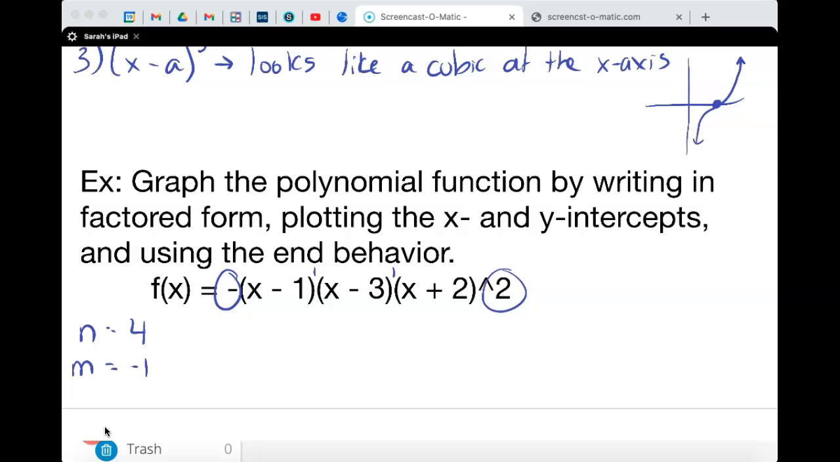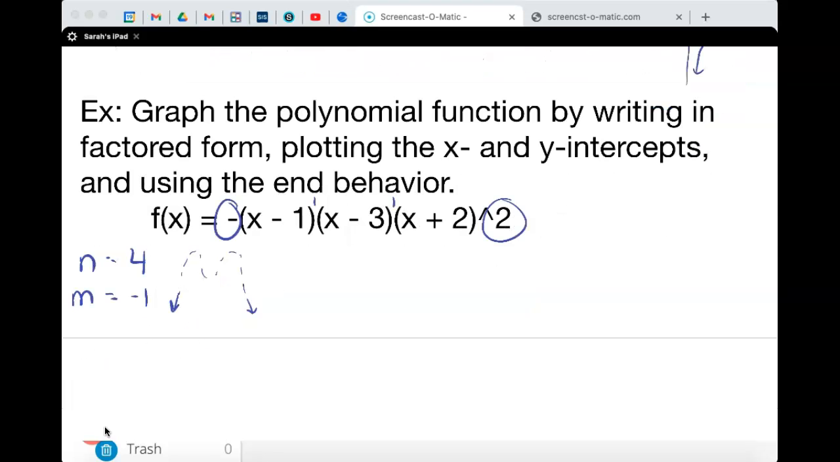So the end behavior, where would my arrows be pointing? Yeah, it's an even degree, so the arrows are going in the same direction. It's negative, so both arrows are pointing down. So it could have as many turning points in the middle. Okay. So now that I know kind of the shape of it, I can find the x-intercepts. Which are what?